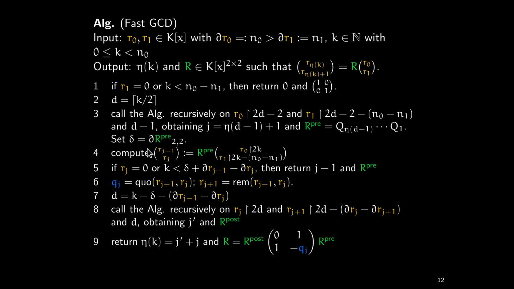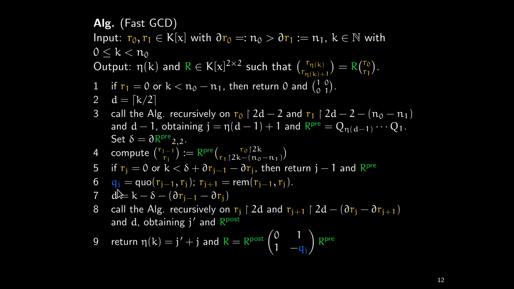So here we are coming back from the first recursive descent, and then we are restoring the accuracy that we lost during this computation by checking what would be in this row if we had computed directly with higher accuracy, with 2k instead of 2d, which is just half as much. And then I check whether I'm done. So if the rj is 0 or the k is less than what I want to achieve, then I'm done. And this matrix already does the job, and the eta is the j minus 1. And otherwise, I do a division step.